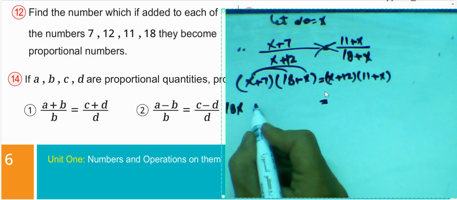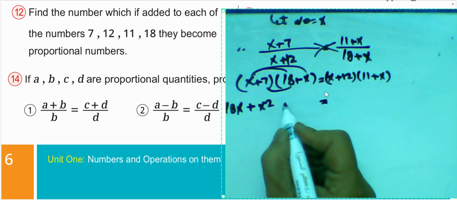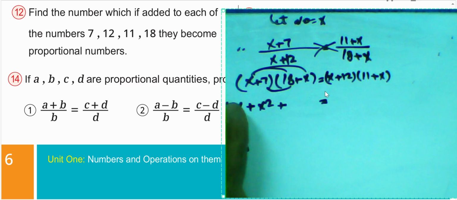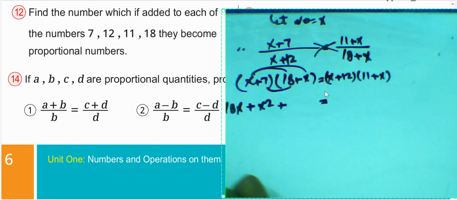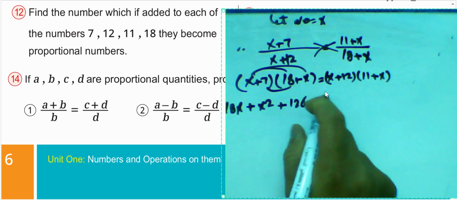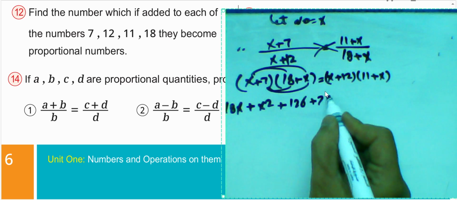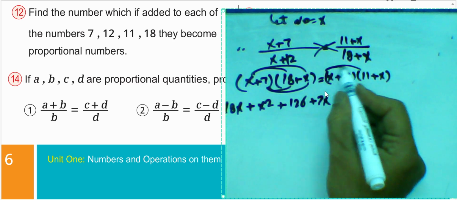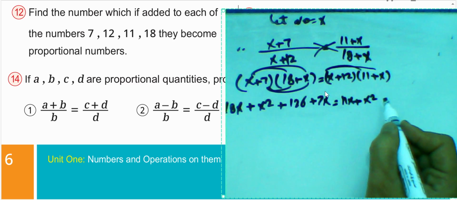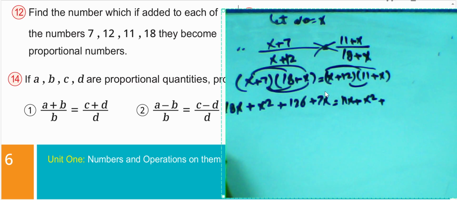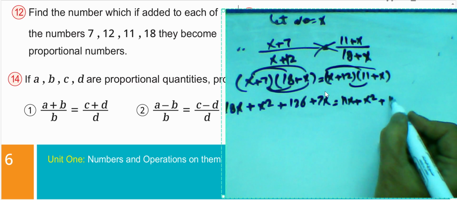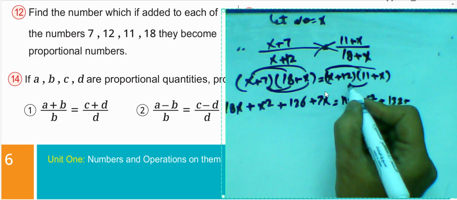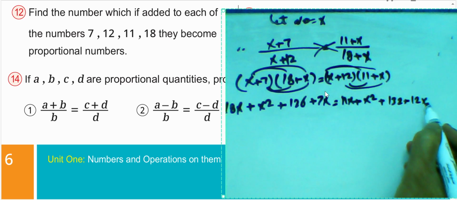And x times x equals x power 2. And 7 times 18, you can use a calculator to find the answer here. 7 multiplied by 18 equals 126. And then 7 times x equals 7x. Now here also 11x from x times 11, and x times x equals x power 2. And 12 times 11 equals 132. And 12 times x equals 12x.